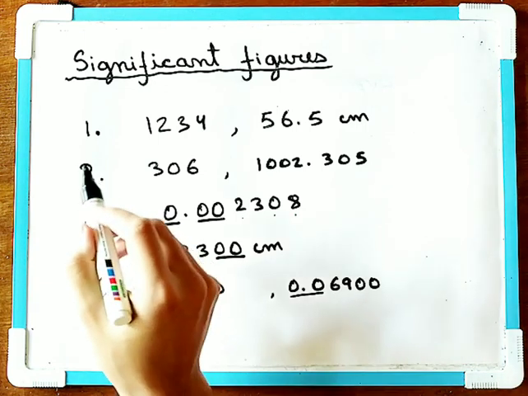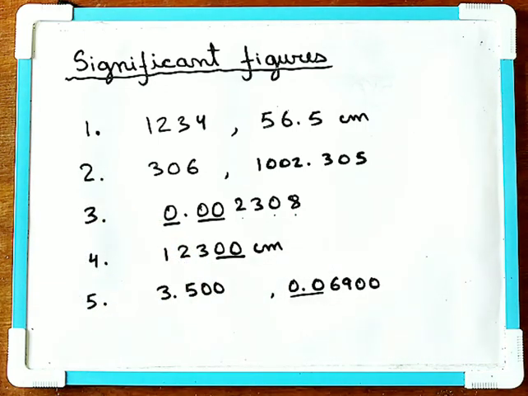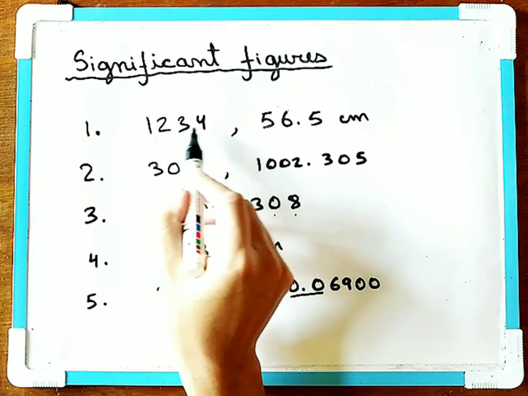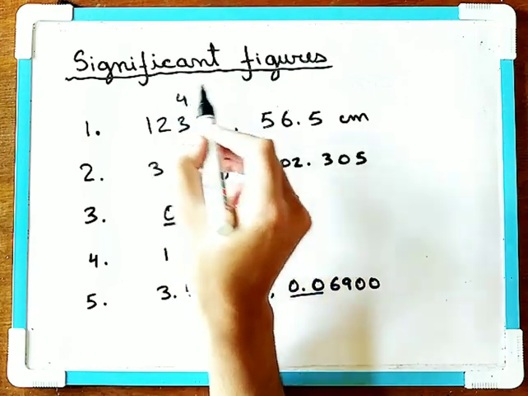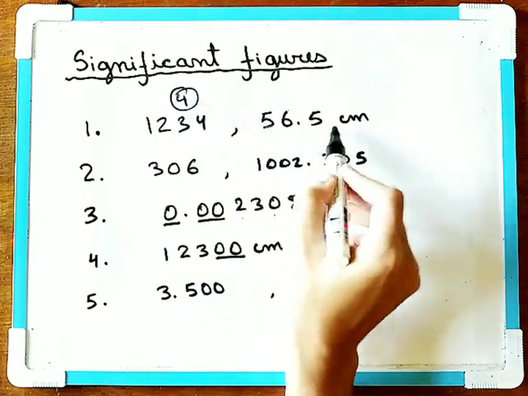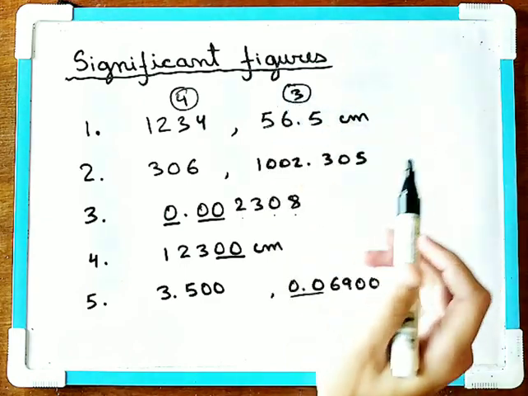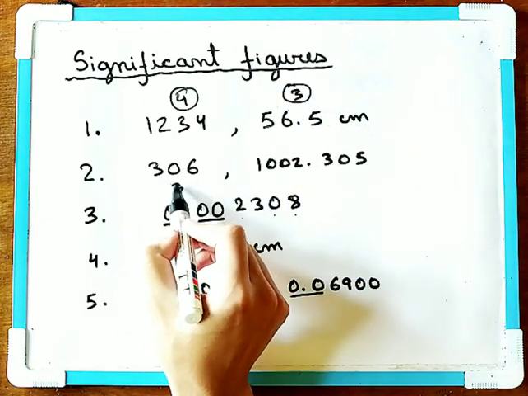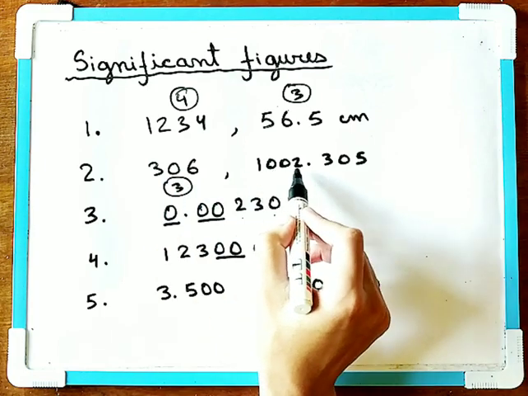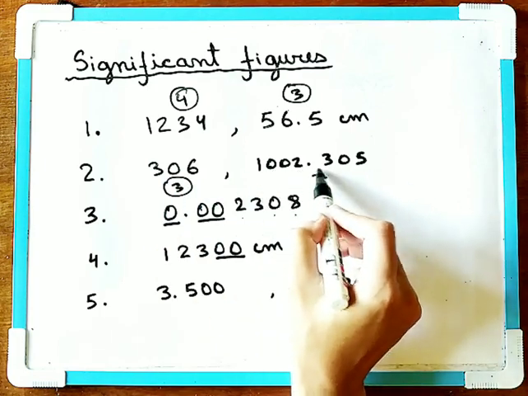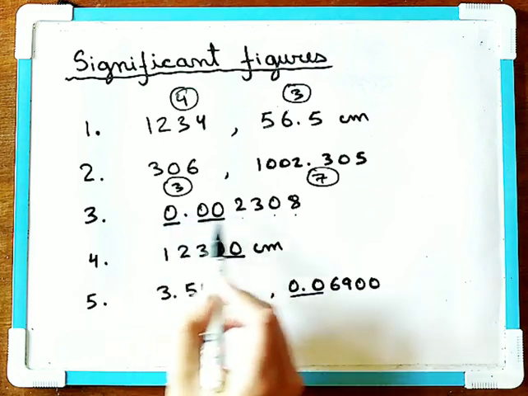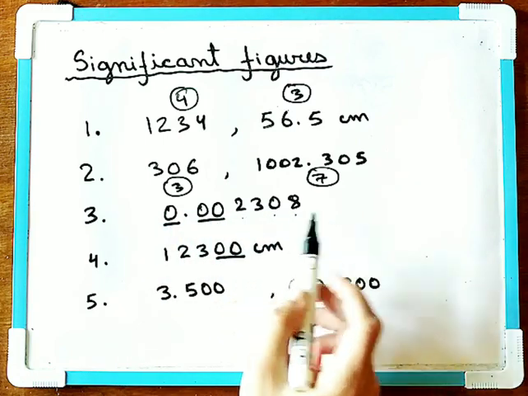Okay, so we have these 5 basic rules to determine the number of significant figures. For the first rule, here we have 1, 2, 3, 4 significant figures. Here we have 1, 2, 3 significant figures because they are non-zero. Here we have 1, 2, 3. Here we have 1, 2, 3, 4, 5, 6, 7 significant figures. Now here, these are not significant, so we have 1, 2, 3, 4.